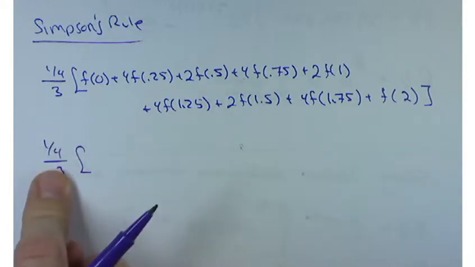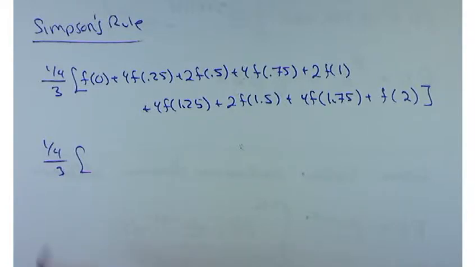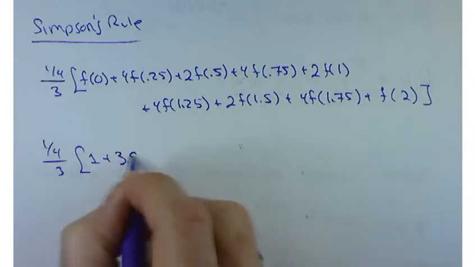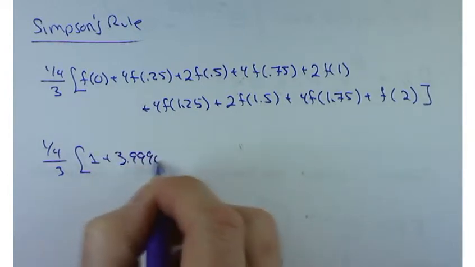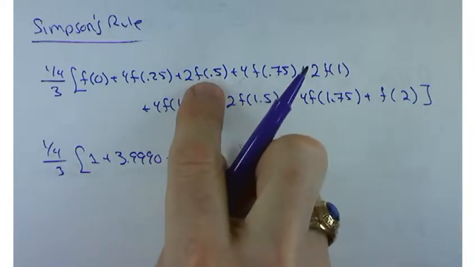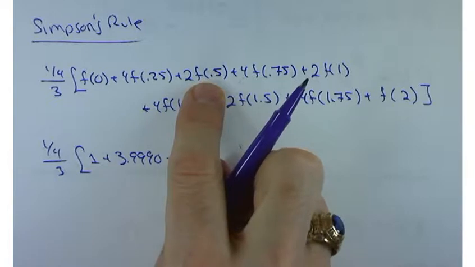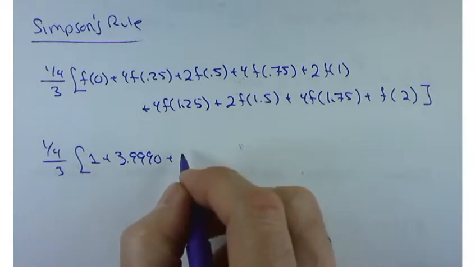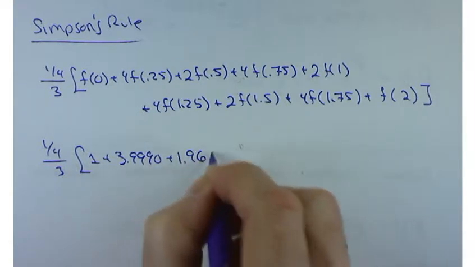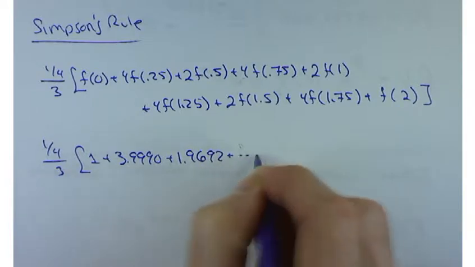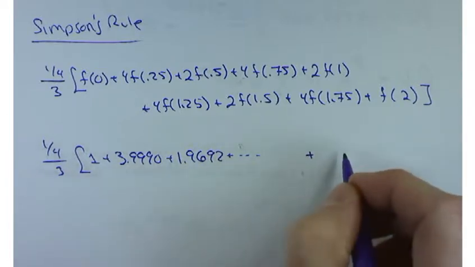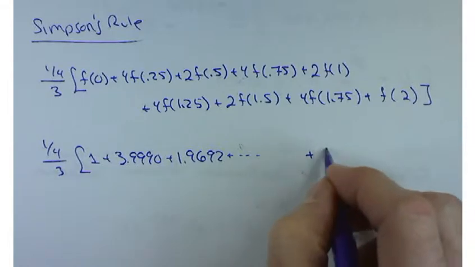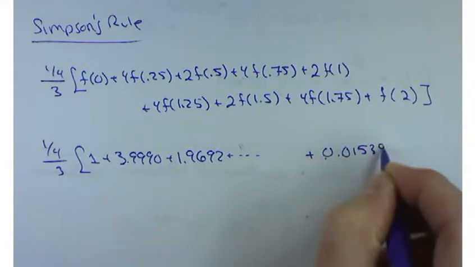I should just write that as 1/12, but f of 0 was 1. 4 times f of 1/4 is going to be 3.9990 plus 2 times f of 0.5. f of 0.5 was 0.98 something. 2 times that is going to be 1.9692. And I imagine that you're getting about as bored with this as I am. So let's skip over here to the happy ending. At f of 2, we get 0.01538.